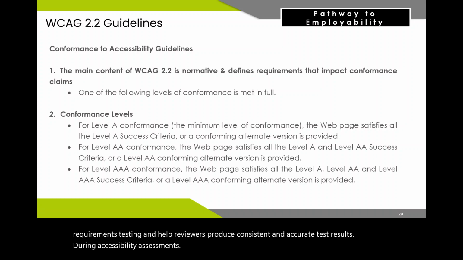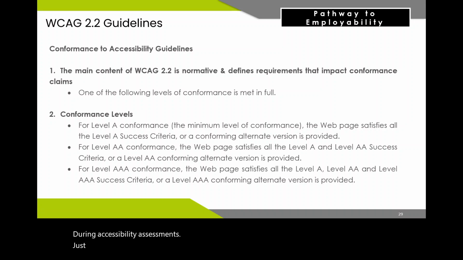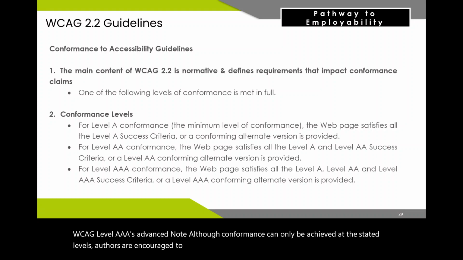Conformance levels to WCAG standard. Just to recap here. WCAG Level A is beginner. WCAG Level AA is intermediate. WCAG Level AAA is advanced. Note: although conformance can only be achieved at the stated levels, authors are encouraged to report, in their claim, any progress toward meeting success criteria from all levels beyond the achieved level of conformance.